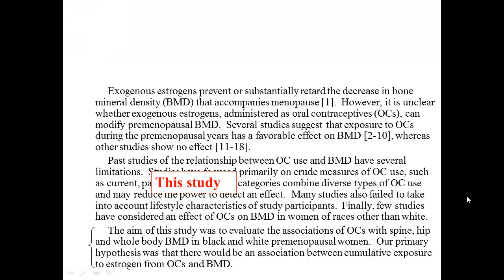And what's this study going to do? Well, the aim of this study, so notice we're giving the clue to the reader, that's your statement of the research aim. The aim of this study was to evaluate the associations of oral contraceptives with bone mineral density in both black and white premenopausal women. And then there's a hypothesis statement as well. Our primary hypothesis was that there would be an association between a cumulative exposure measured to estrogen from oral contraceptives and bone density. So there's a number of ways that they're saying here that their study is going to address the gaps in the previous literature.